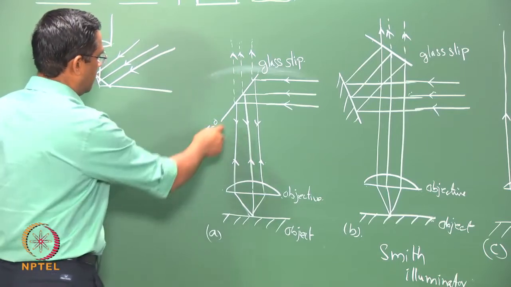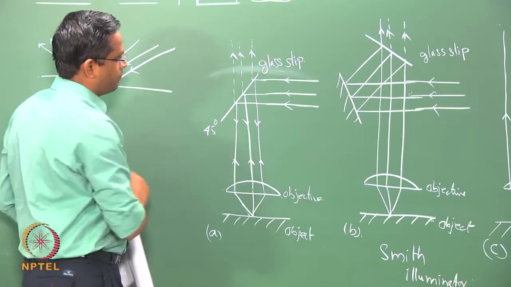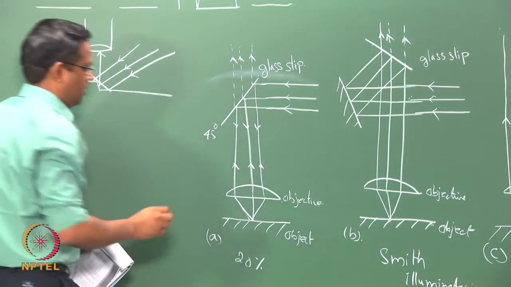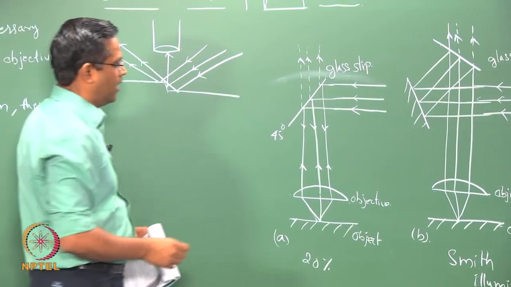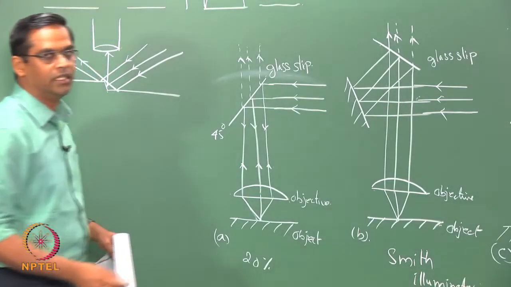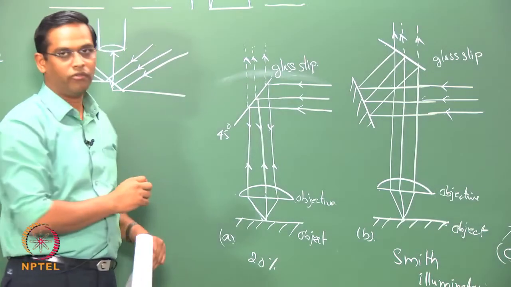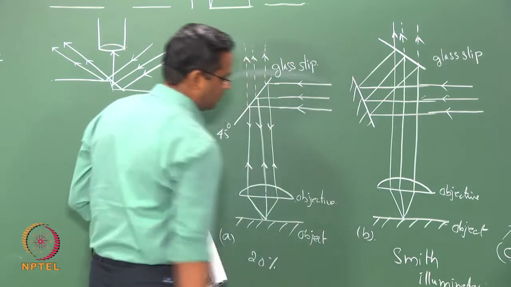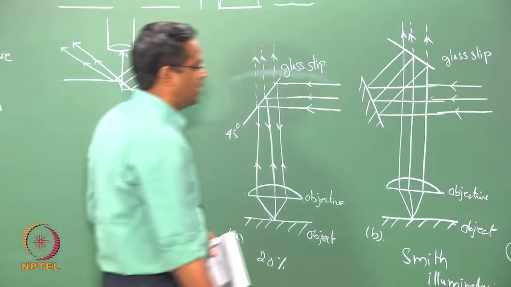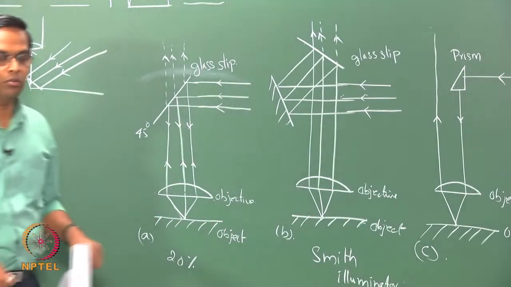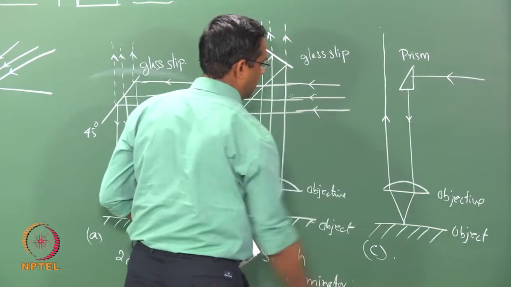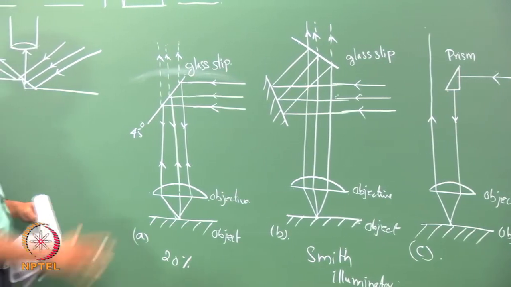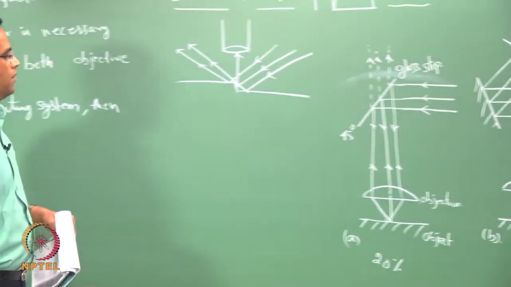This is called the inclined glass slip illumination, and you see that with this only 20% of the light is being used for the image formation. And this setup is because if you use polarized light, the plane of polarization gets rotated by this glass slip, which is overcome by this design, that is the Smith illuminator. The more intense illumination is possible by introducing a prism in the optical tube, but then it also obstructs the ray path in the tube. But these are the primary illumination paths being considered for the conventional metallurgical microscope.